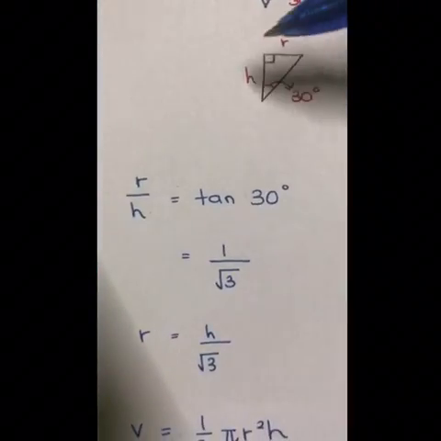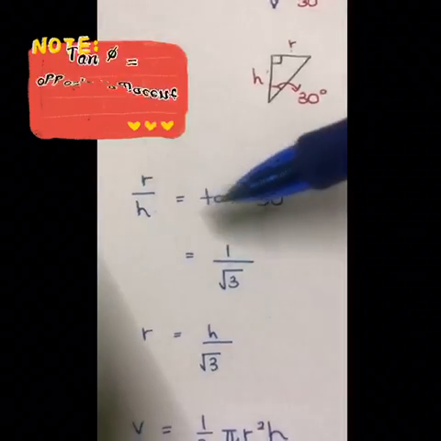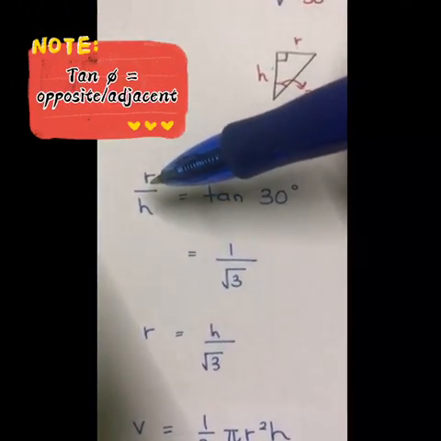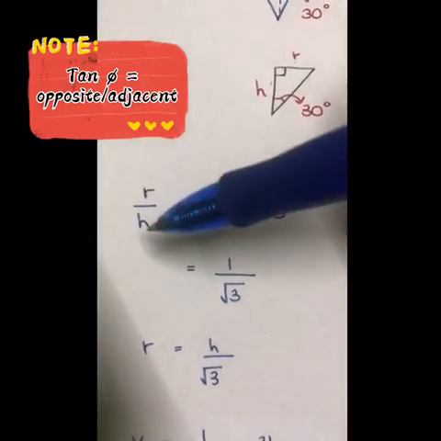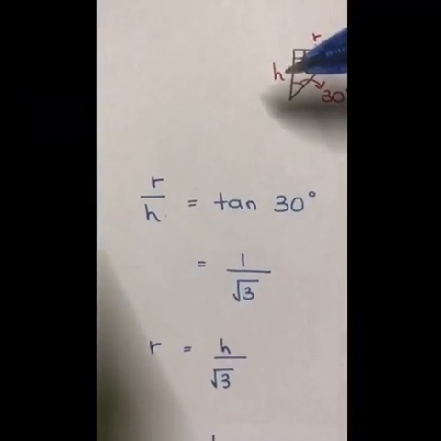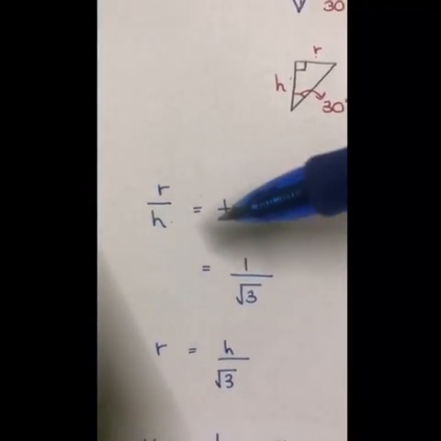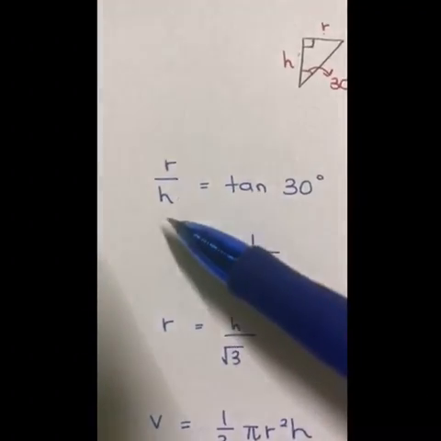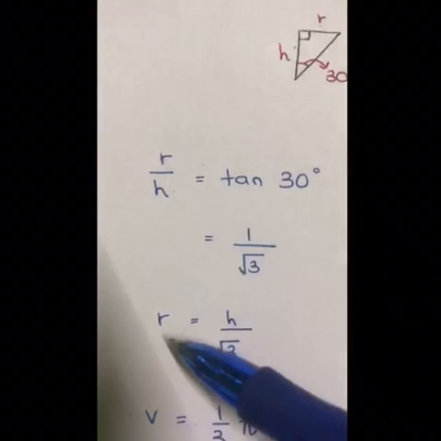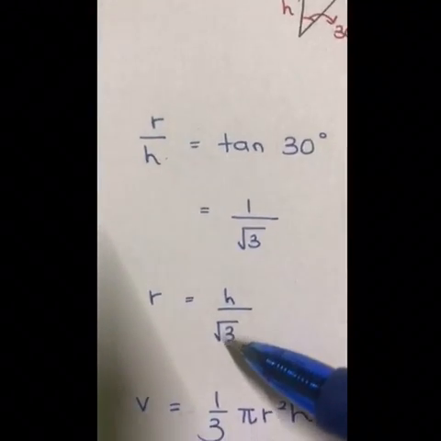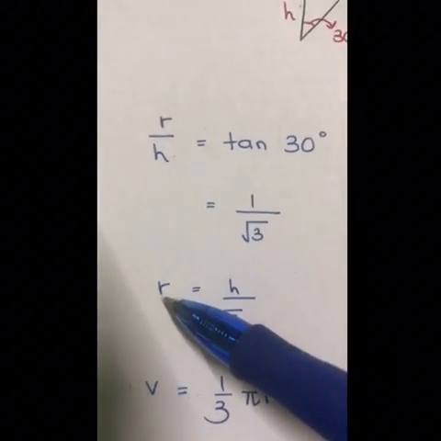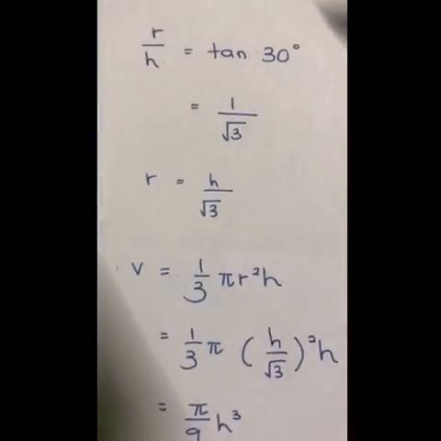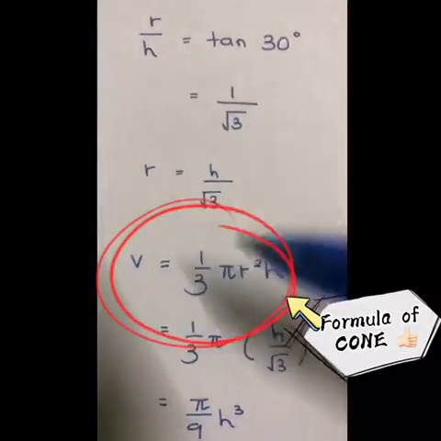From this right angle triangle, we can get tan 30 degrees equals R over H, where R is the opposite and H is the adjacent. The answer for this equation is 1 over √3. We shift H to the right and we get R equals H over √3. R stands for radius.